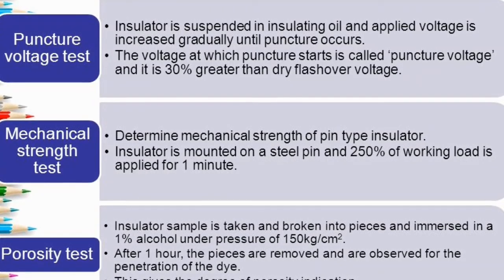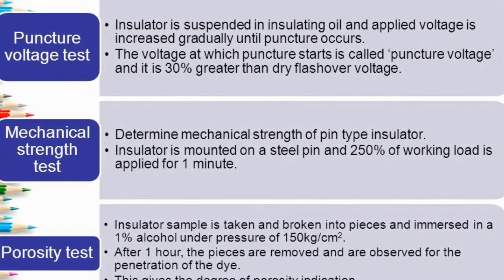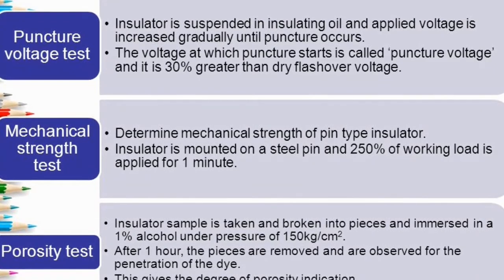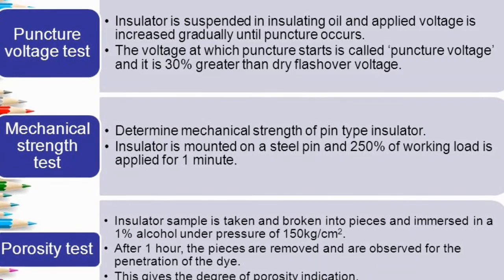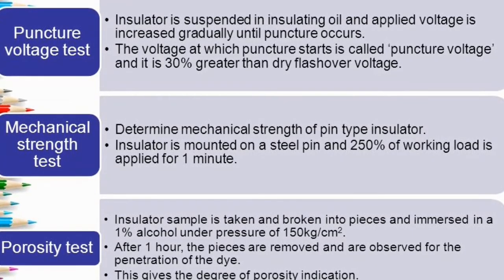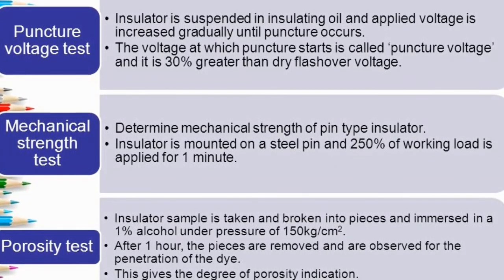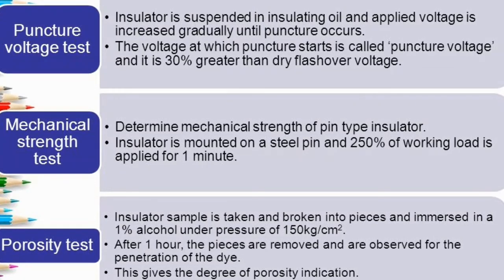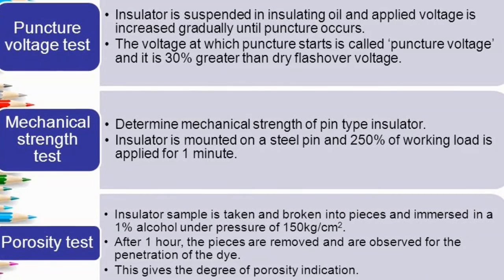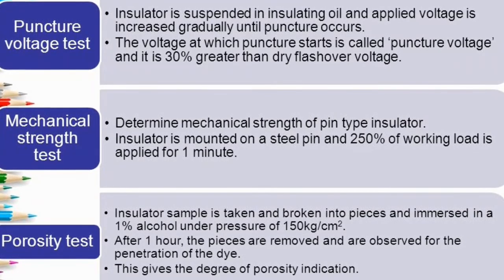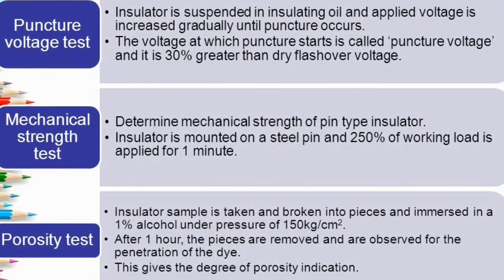So here a sample of the insulator material is taken and powdered, and under the pressure of 150 kg per square centimeter it is immersed in 1% alcohol, and after dyeing we can determine the porosity from the dye penetration in that particular insulator.